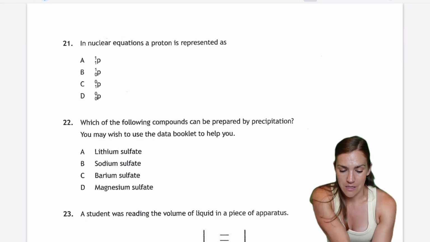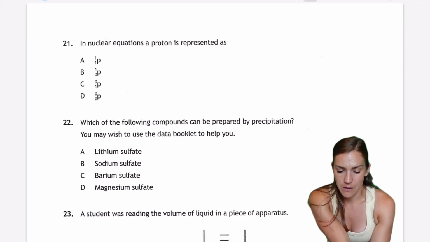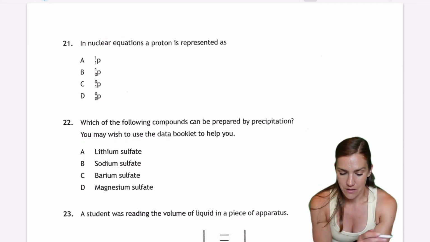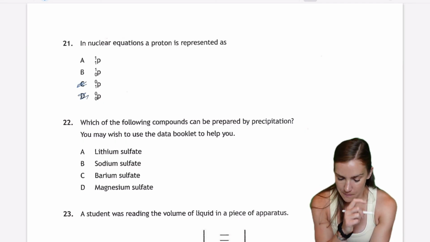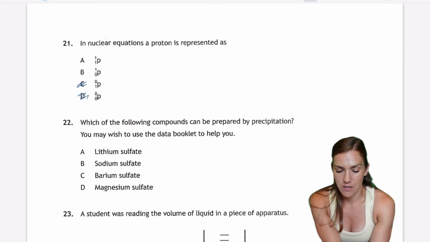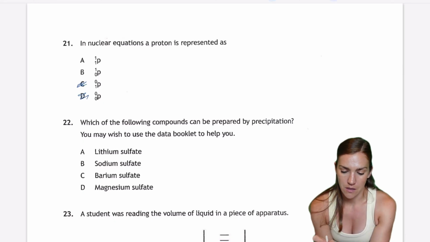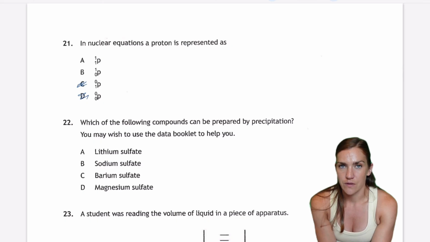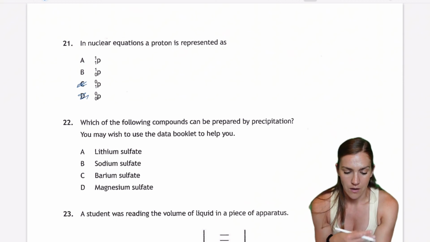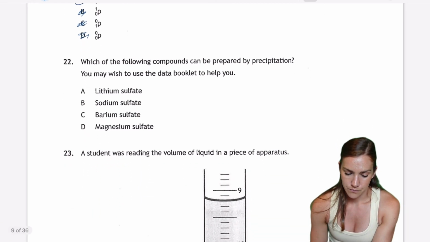So then question 21, in nuclear equations a proton is represented as, so protons, remember, have a mass of 1, so that rules out C and D. And then in terms of what the bottom number needs to be, because it's the top number that's the mass number, protons have an atomic number of 1, because remember the atomic number is the number of protons. So if you have 1 proton, you essentially have the atomic number 1. So the answer would be A.